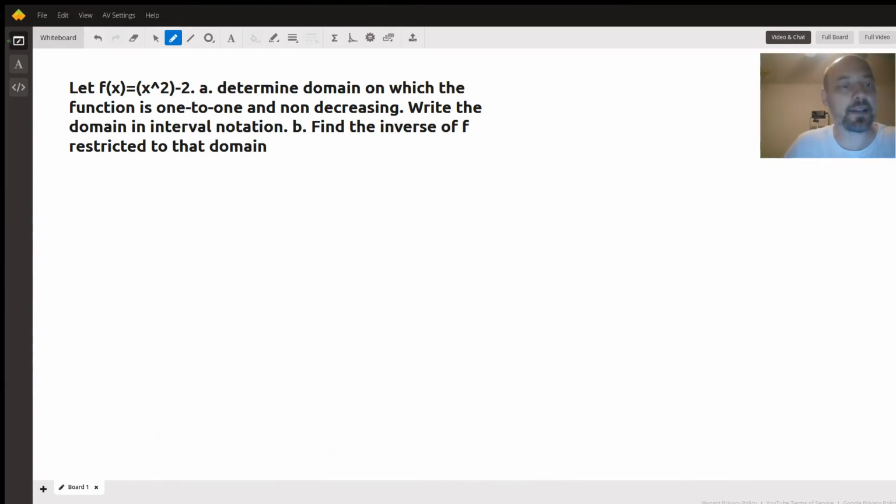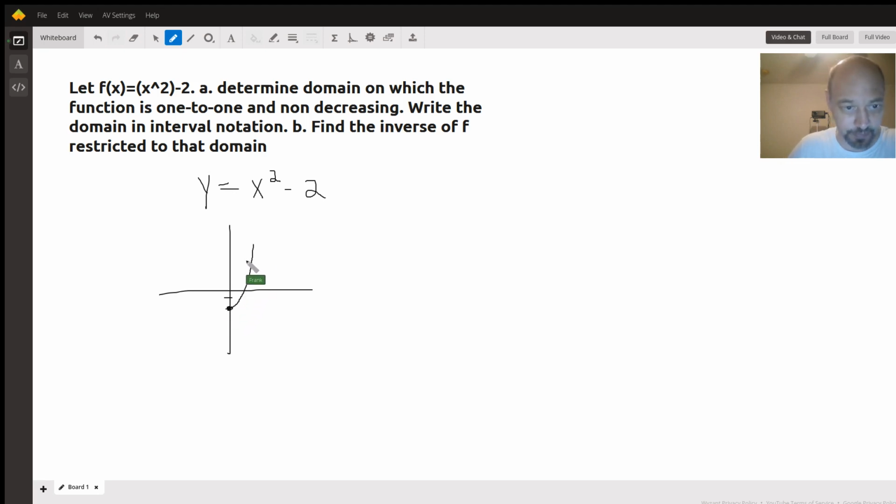The question states, let f of x equals x squared minus 2. So I'm going to rewrite that as y equals x squared minus 2. It says, determine the domain on which the function is one-to-one and non-decreasing. Well, this is what the function looks like. It's x squared, but move 2 down, 1, 2 down. The easiest way to find this is to graph it.